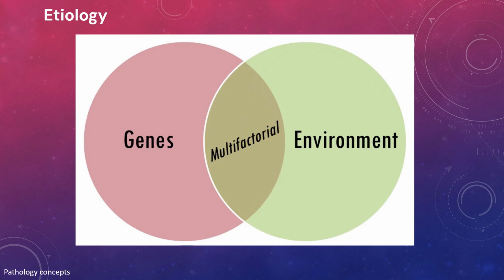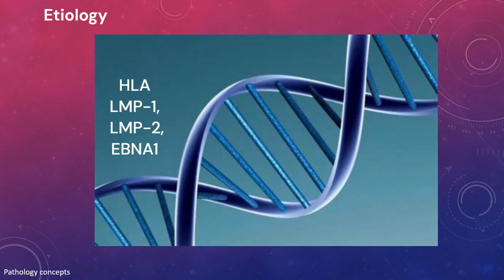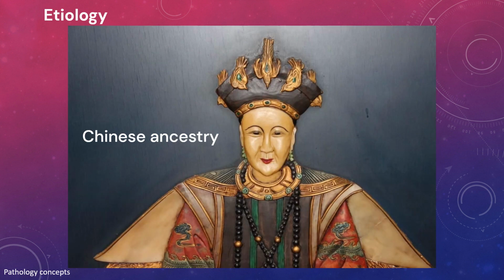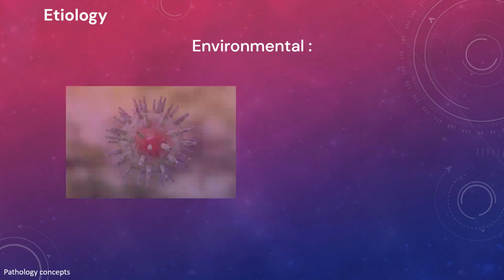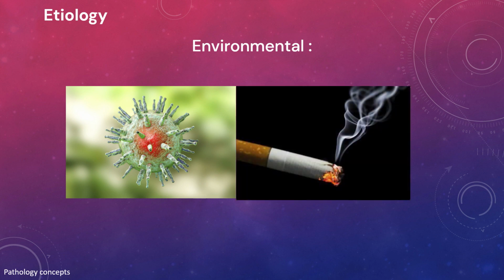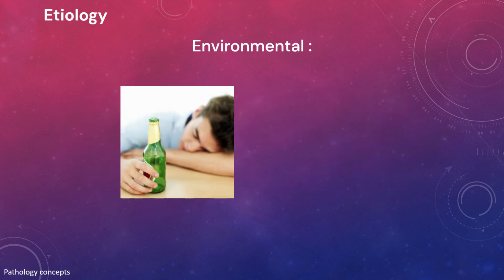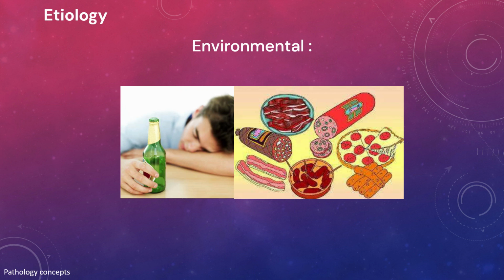The etiology of nasopharyngeal carcinoma is multifactorial, with genetic predisposition and environmental factors playing significant roles. Genetic predisposition, particularly involving genes like HLA and viral oncogenes LMP1, LMP2, and EBNA1, has been demonstrated to play an important role. Chinese ancestry remains an independent risk factor. Other environmental factors include Epstein-Barr virus infection, cigarette smoking, heavy alcohol consumption, and consumption of preserved foods containing nitrosamines, which are associated with increased risk.